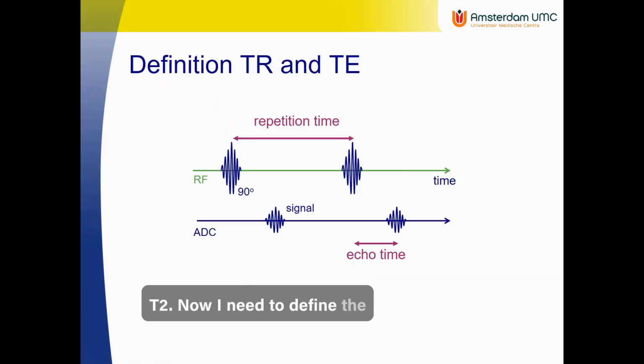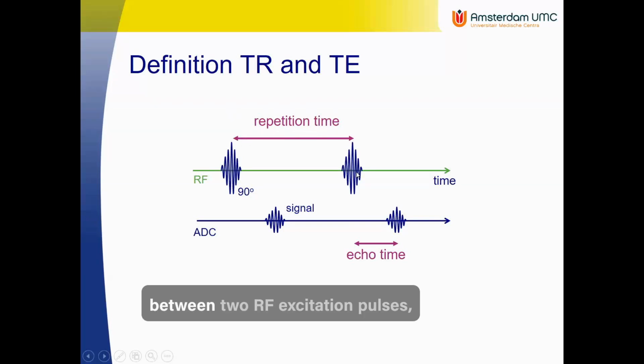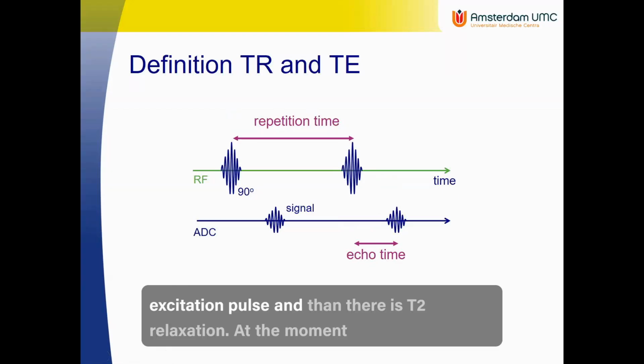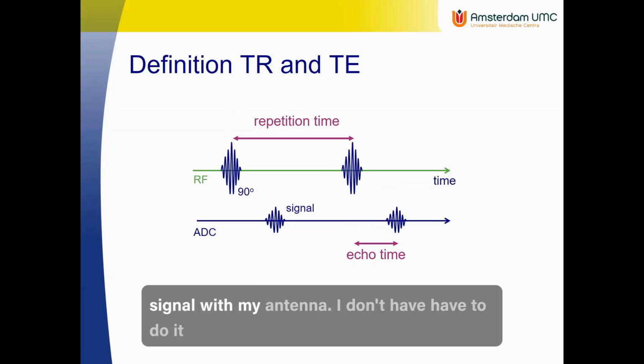Now I need to define the echo time, which is the other knob on my list here to the right. I have previously defined the repetition time, which is the waiting time between two RF excitation pulses. After I do the excitation pulse, I can wait a little time, which is called the echo time. I don't have to pick up the signal as fast as possible. I can deliberately wait a little.